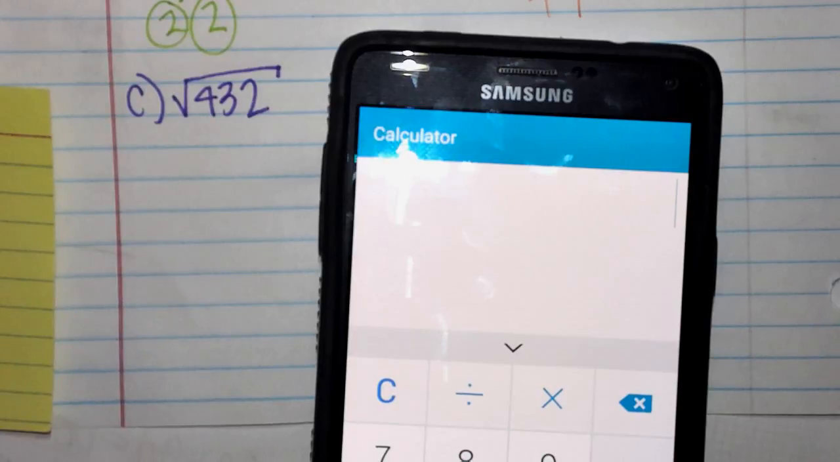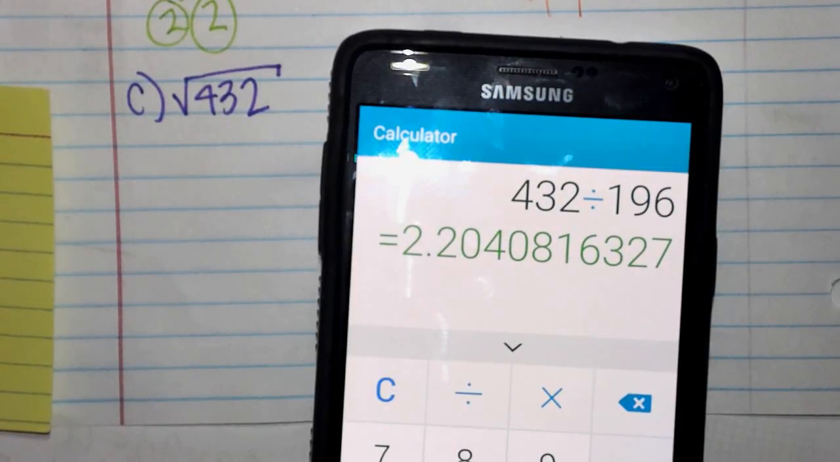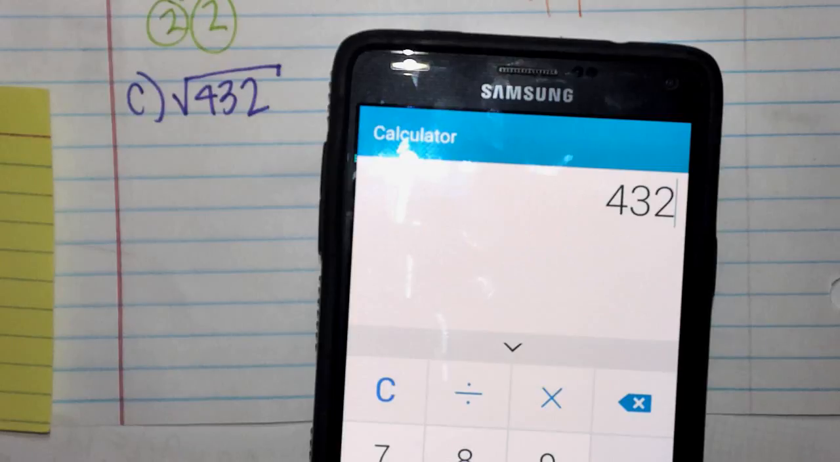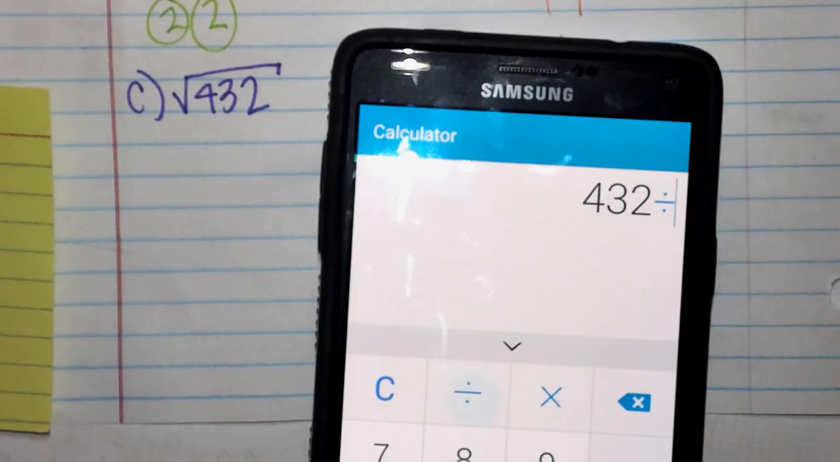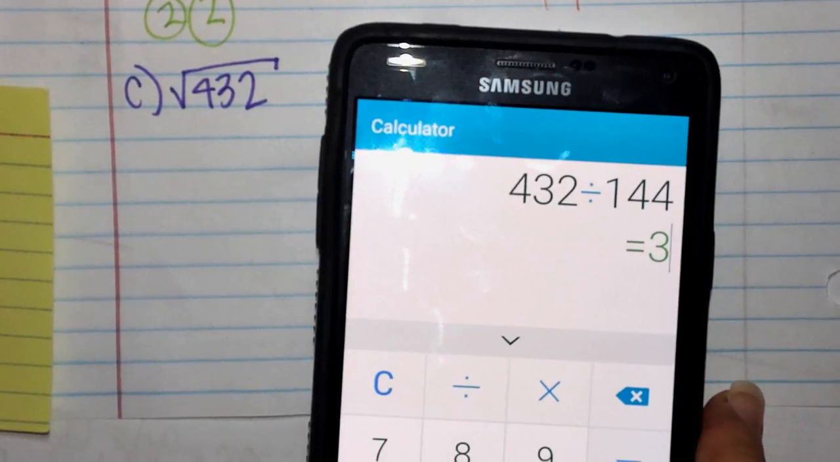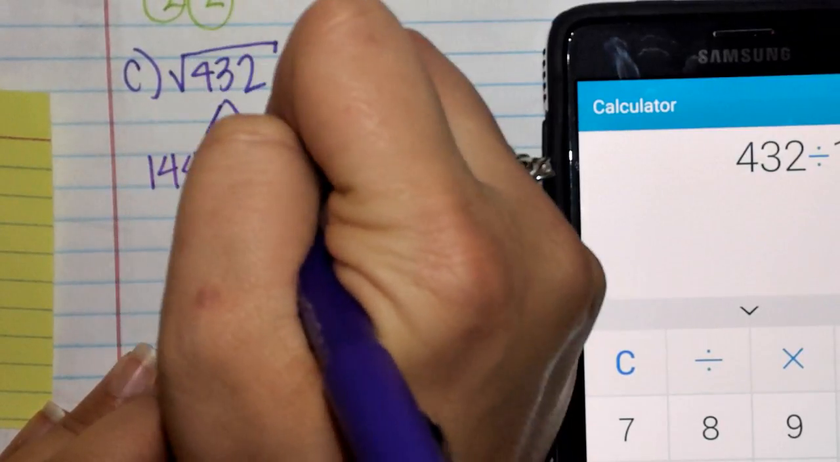What number are we doing, 432? What about 196? That doesn't work. Alright, what about 121? 144. No. 144? Yeah. You get 3. Awesome. Alright, so this breaks down into 144 and 3.